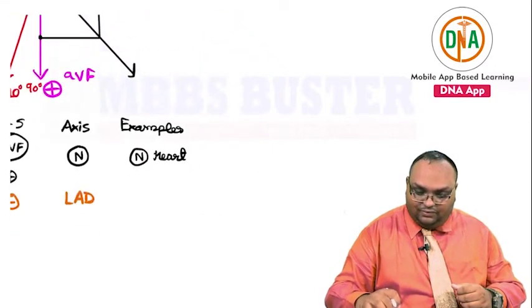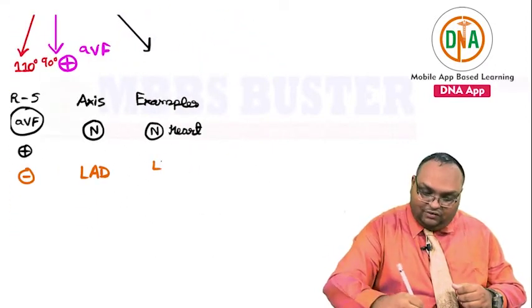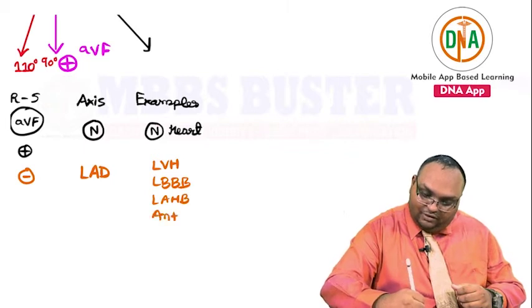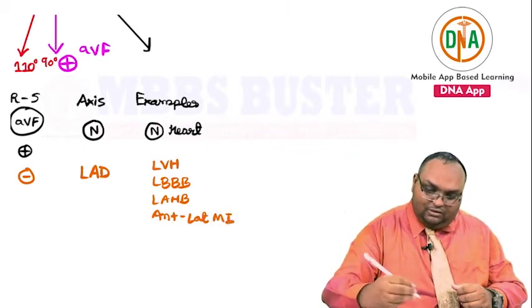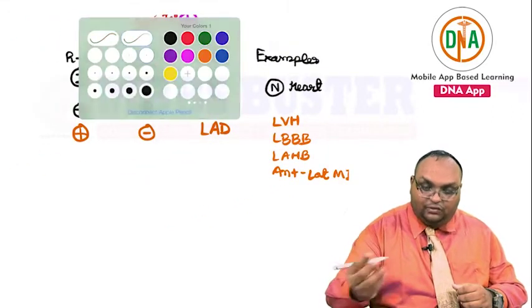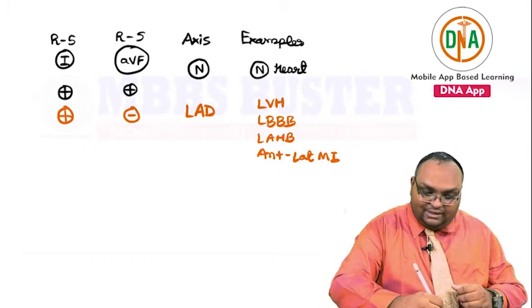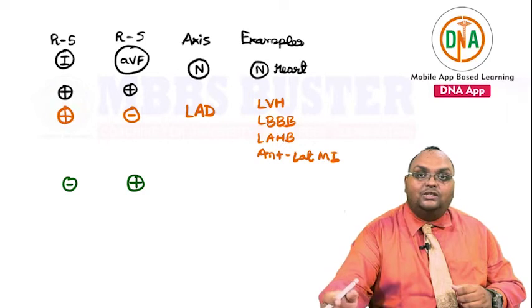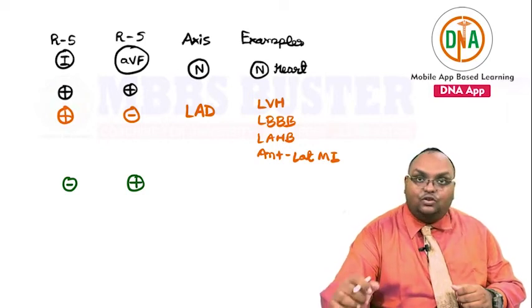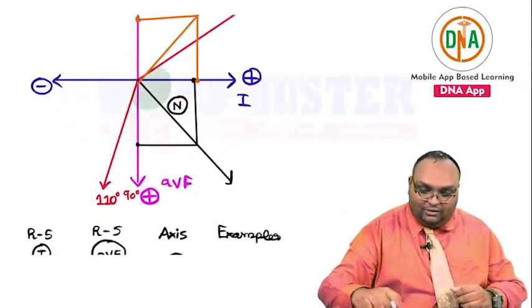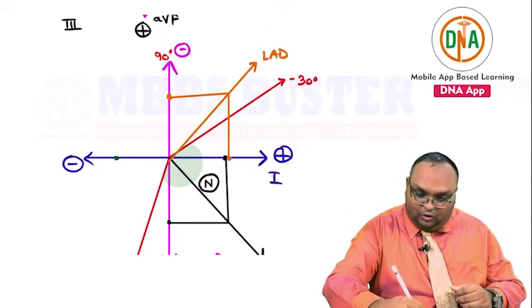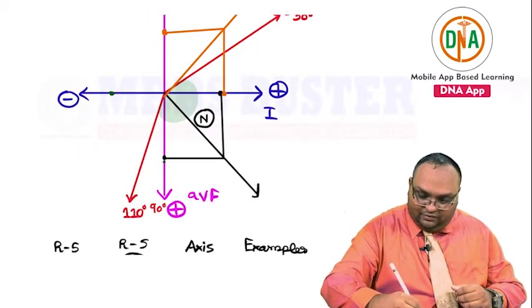So this is left axis deviation. And where would we find this left axis deviation? Left ventricular hypertrophy, left bundle branch block, left anterior hemiblock, anterolateral wall MI. Just imagine if we were to revert things and say that R minus S is negative on lead 1 and R minus S is positive on lead AVF. That means R is more than S on lead AVF and R is less than S on lead 1. Then let's plot the thing. On lead 1 it is negative, so let's plot a negative point on lead 1, and we can plot a positive point on lead AVF over here.